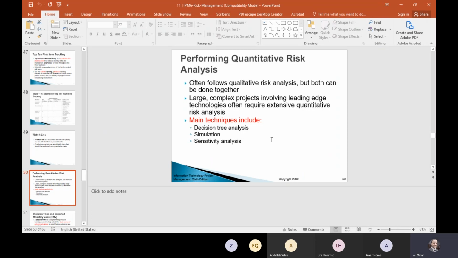And I just want to mention these risk analysis techniques for performing quantitative risk analysis. There's decision tree, simulation, and sensitivity analysis.